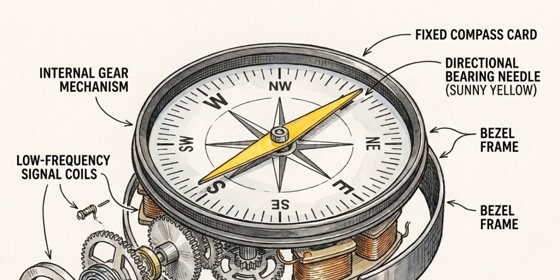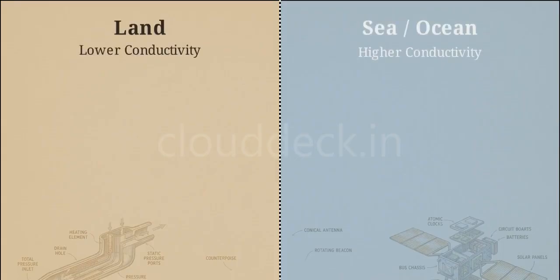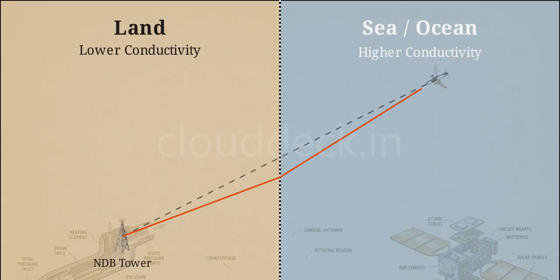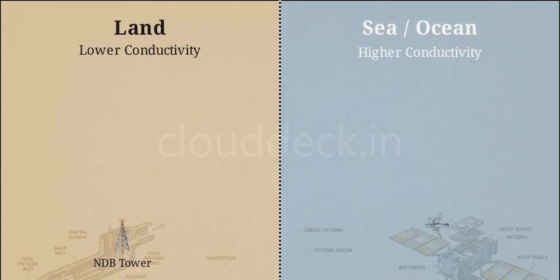historically starting with the low-frequency non-directional beacon and the onboard automatic direction finder. Low-frequency signals suffer from coastal refraction error. When radio waves cross from land to ocean, surface conductivity changes cause the signal to bend acutely. Pilots mitigate this by selecting beacons whose signals cross the coastline at a strict 90-degree angle.